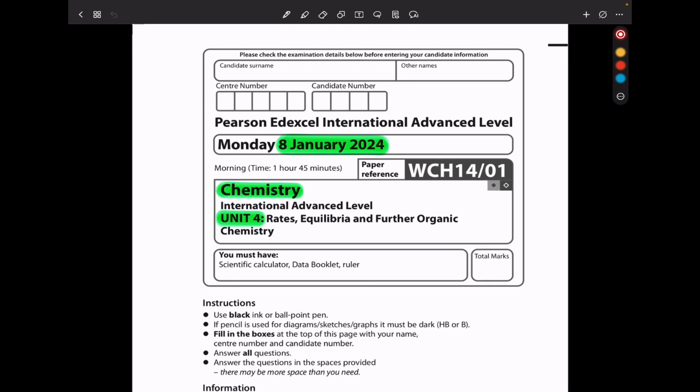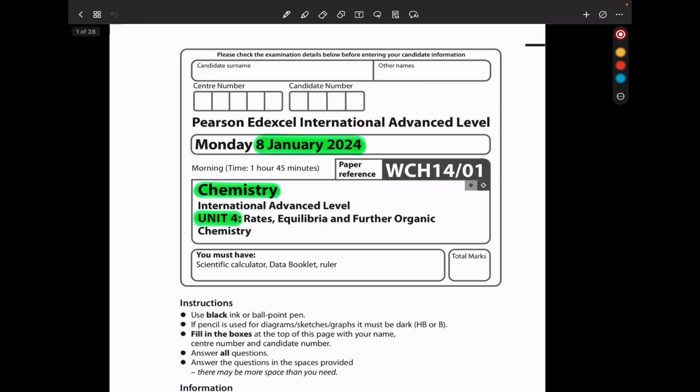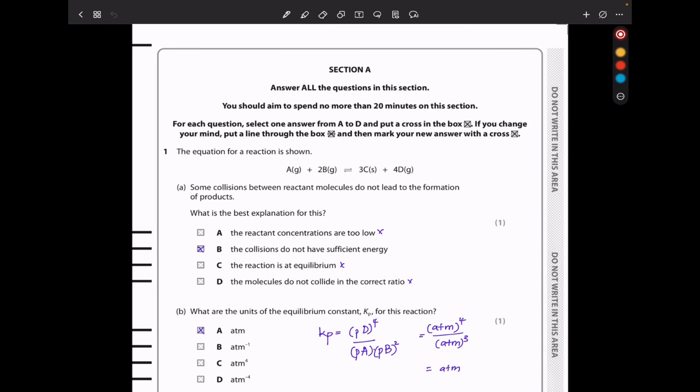Today we are doing the Pearson Edexcel International A-Level Chemistry Unit 4 for January 2024. Let's begin with the first question. Question 1. The equation for a reaction is shown.